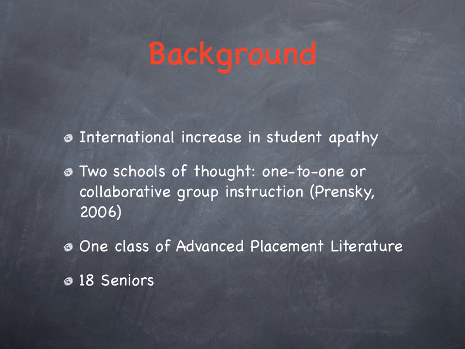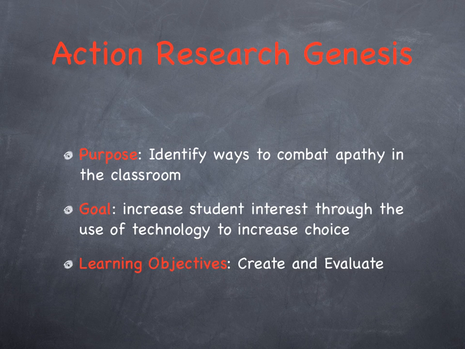This action research was conducted on one class of advanced placement literature with 18 seniors in an urban setting. The purpose for this action research was simply to identify ways to combat student apathy in the classroom. And the goal was to increase student interest by increasing their choice through the use of technology. The learning objectives were to create and evaluate based on the revised Bloom's taxonomy.